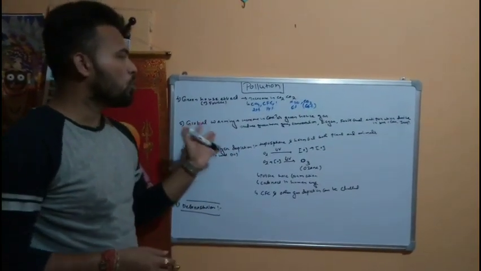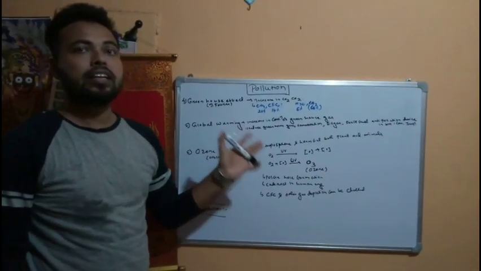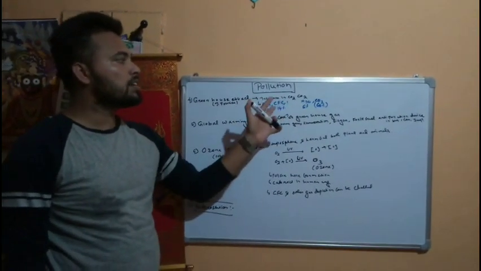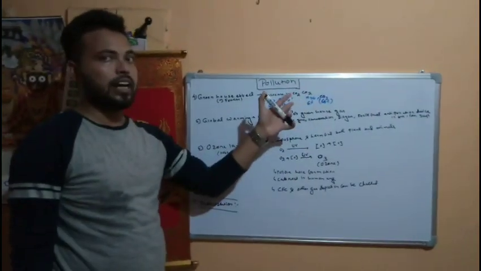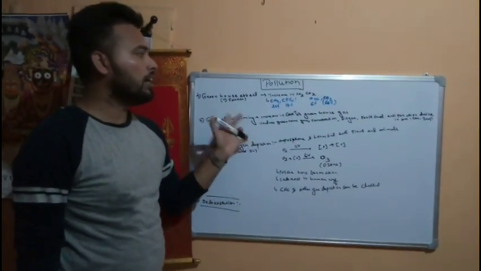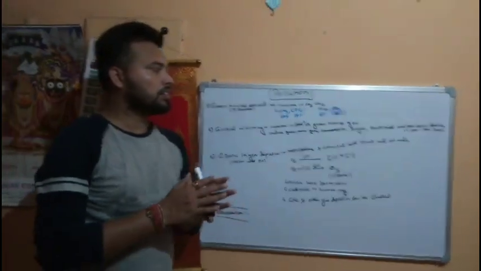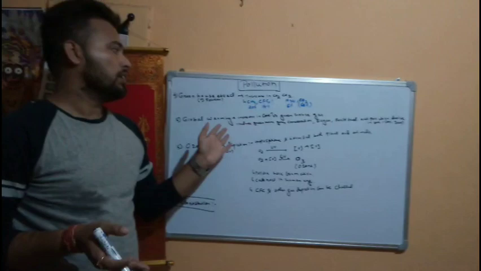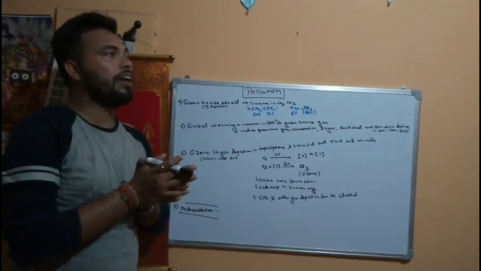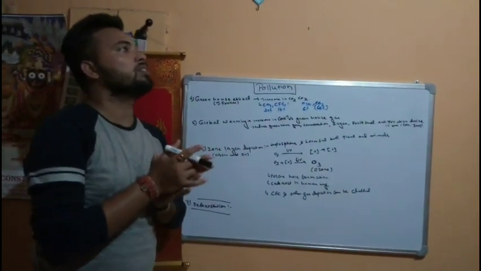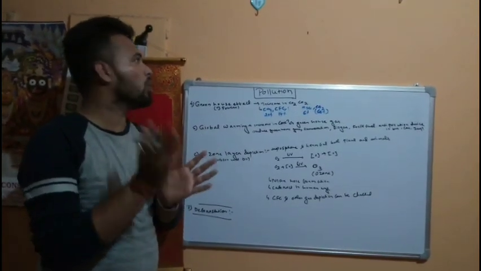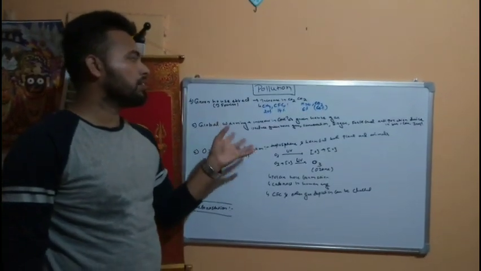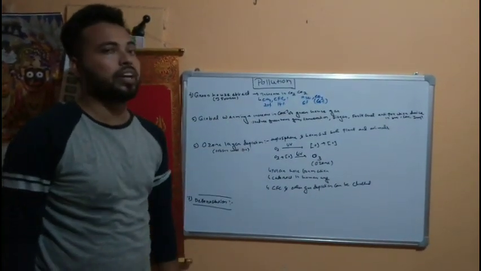And then the next part is global warming. It is the increase in the concentration of greenhouse gases. Mainly the greenhouse gases are CFC, methane, carbon dioxide, and nitrous oxide. If the concentration of greenhouse gases increases, it majorly affects the environment and causes great loss to it. If we have to decrease global warming, then we have to reduce the greenhouse gases.